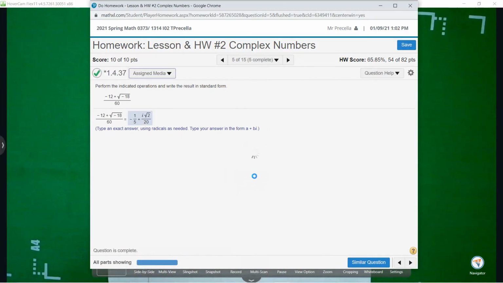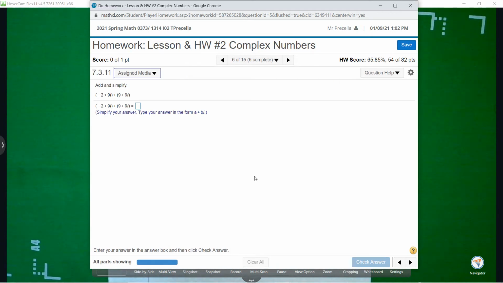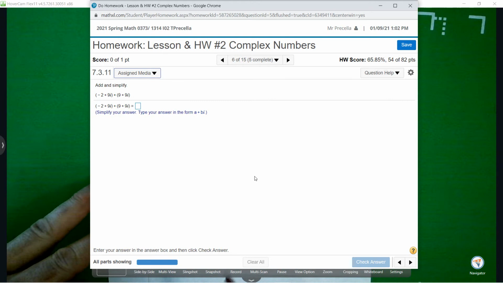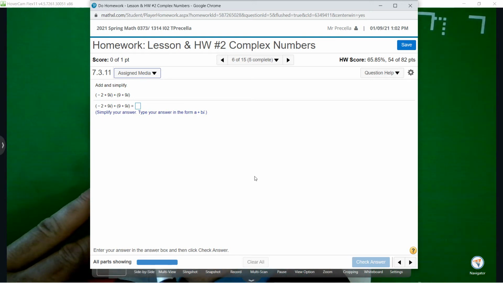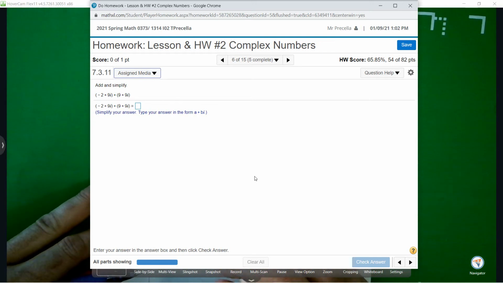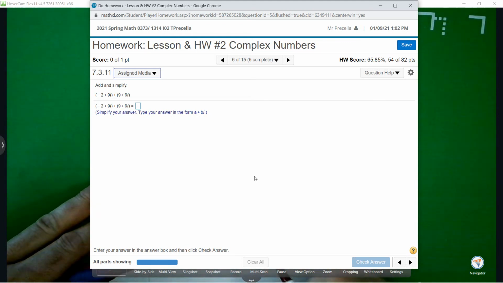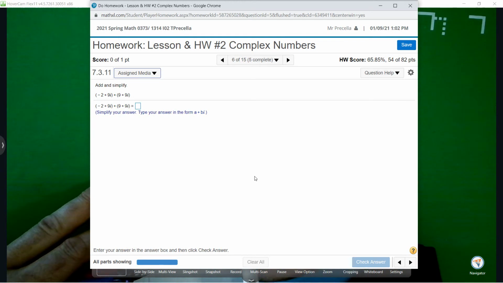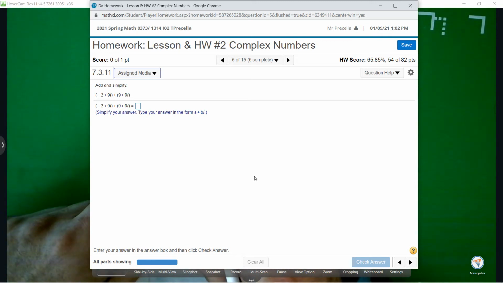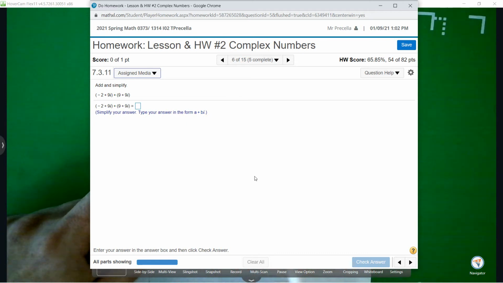Now we mentioned combining like terms. What we're about to do is start adding and subtracting complex numbers. To add or subtract complex numbers, you combine the like terms. So let me write this one down. It is negative 2 plus 9i plus 9 plus 9i. The parentheses are here in order to separate. Here's one complex number. You're adding it to another complex number.